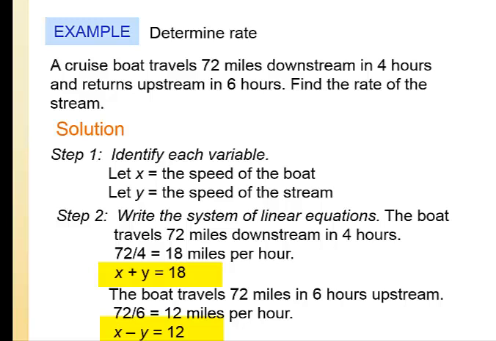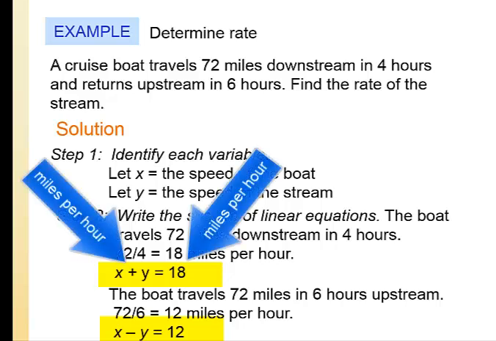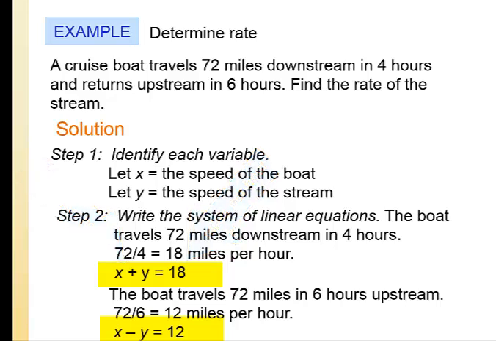I'll remind you of something I try to emphasize in class. When you have a real application or a real system, in this case, the boat and the stream, and you write equations that represent this real system, the units for each equation must be consistent on each side of the equal sign. For example, 18 miles per hour. Well, x and y must also be speeds in miles per hour.